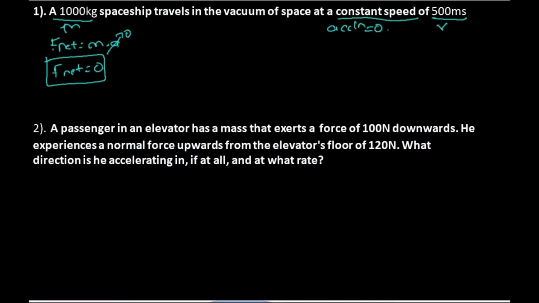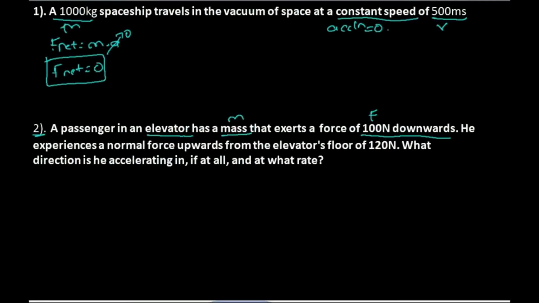Let's see the second problem. A passenger in an elevator has a mass, and exerts a force of 100 Newton downwards. This is the force that is acting downwards on the elevator. He experiences a normal force upward from the elevator's floor of 120 Newton. What is the direction he is accelerating, if at all, and at what rate? This is the problem.